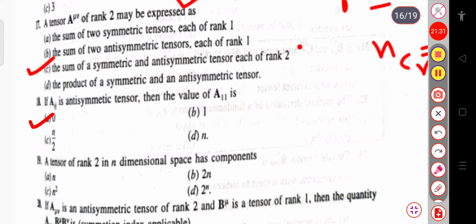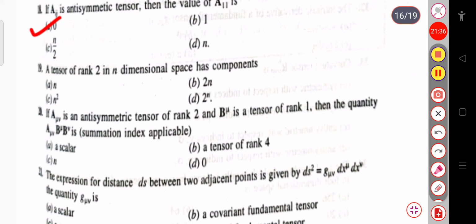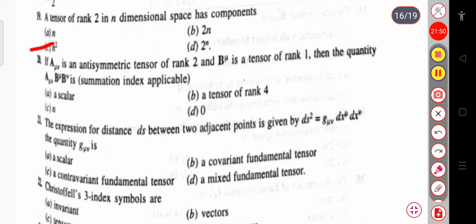Okay. The next question is, a tensor of rank 2 in n-dimensional space has the components n, n square, 2n, or 2 power n. So here this will be n square. Okay. Dimension power rank. The next is, if A mu nu is an antisymmetric tensor of rank 2 and B mu is a tensor of rank 1, then the quantity A mu nu B mu B nu, with summation over the indices, is a scalar, or a tensor of rank 4, or n, or 0. So here the correct answer will be 0.